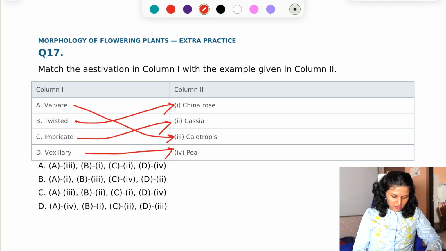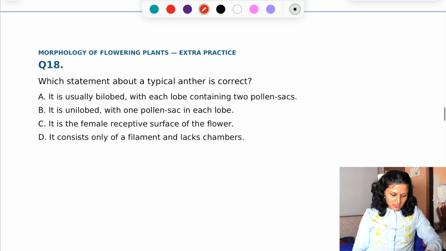So 3, 1, 2, 4. Question 17, answer will be A. Question 18. Which statement about typical anther is correct? It is usually bilobed with each lobe containing 2 pollen sacs. This is true. It is unilobed.